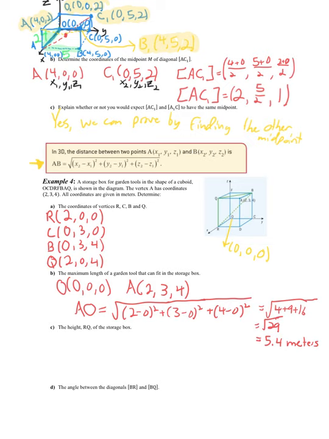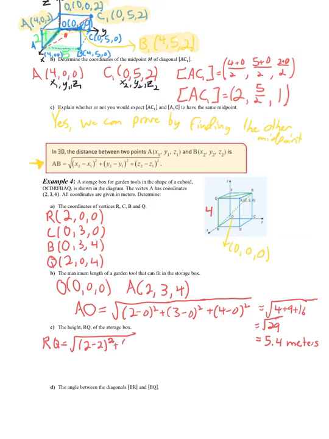And then it asks us for the height RQ of the storage box. This one is pretty self-explanatory because it's height. We're just saying what's the distance between R and Q, and that's a distance of 4. But we can still prove it algebraically by using the distance formula, because the coordinates of R and Q are both going to be 2.